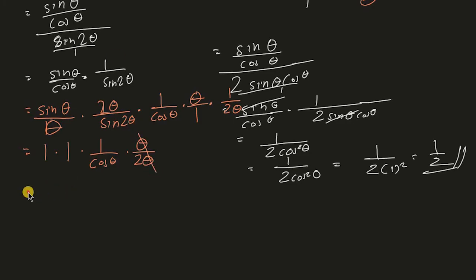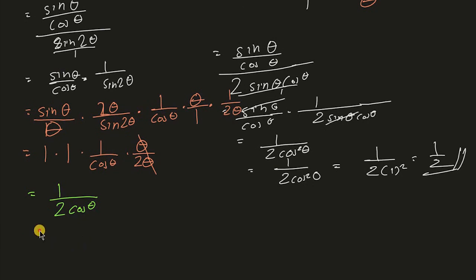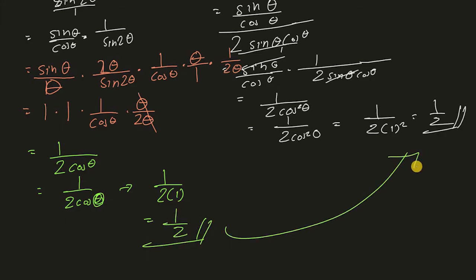So, evaluate na natin kung ano yung mga natira. 1 times 1, it's 1. Times dito, that's 1. Tapos sa baba naman, cosine theta times 2 is equals to 2 cosine theta. Now, since na-evaluate na natin siya, pwede natin i-substitute yung value ng theta, which is 0. So, that would be equal to 1 over 2 cosine 0. And we know that cosine 0, guys, is equal to 1, di ba? Cosine 0, sorry, this is 0, guys. Cosine 0 is 1, so 2 times 1 is 2, so 1 over 2. This is our final answer, which is exactly the same dito.